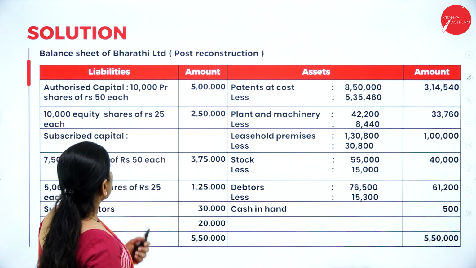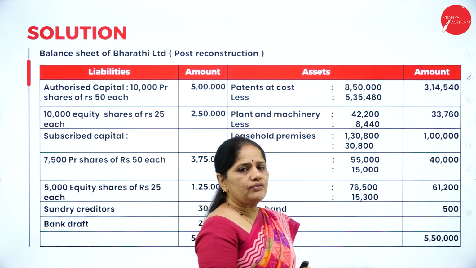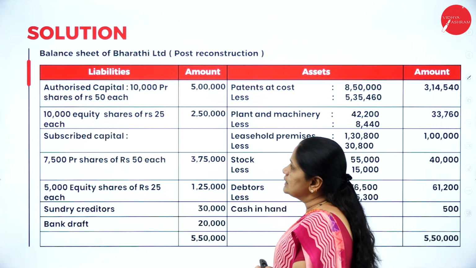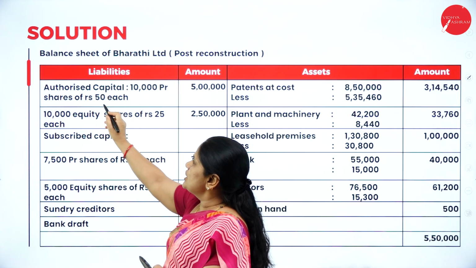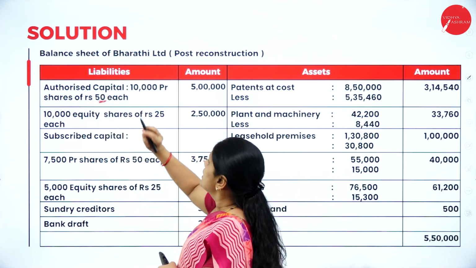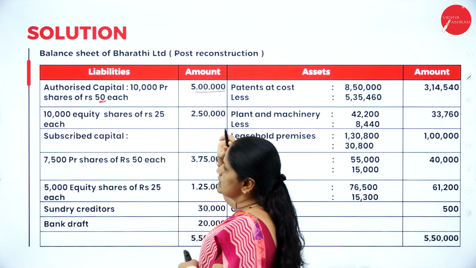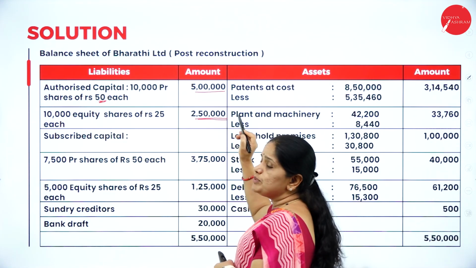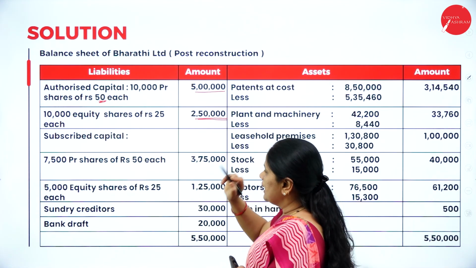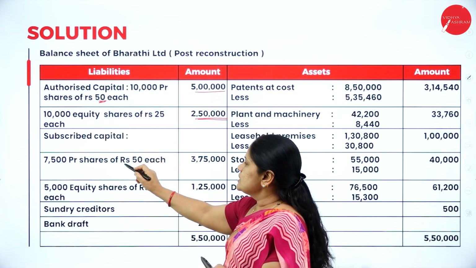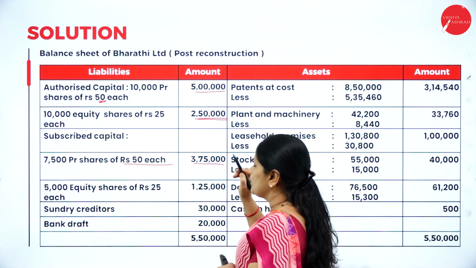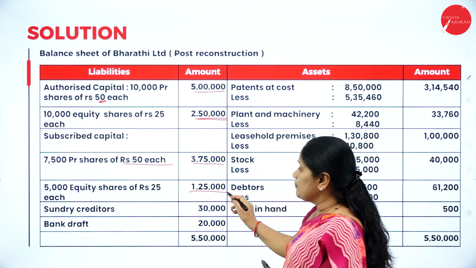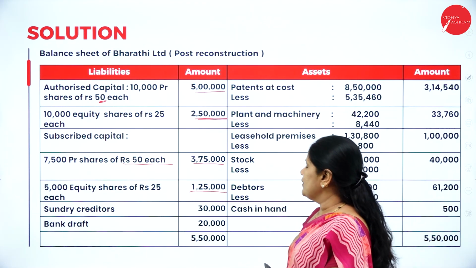being the above items written off against capital reduction account. Now, next we have the balance sheet of Bharati Limited Company post reconstruction. So what is the authorized capital now? The 100 rupees share has been reduced to 50 rupees. So 10,000 into 50, it comes up to 5 lakhs. Then we have 10,000 into 25, it comes up to 2,50,000. Then we have the subscribed capital. So 7,500 preference shares of rupees 50 each, 3,75,000. The equity shares of rupees 25 each, 1,25,000.